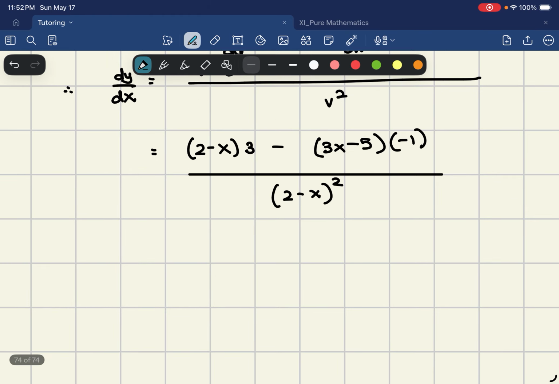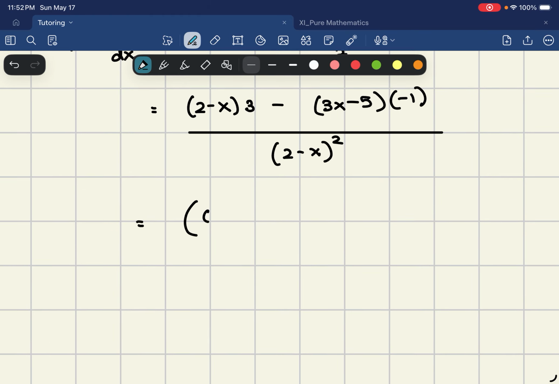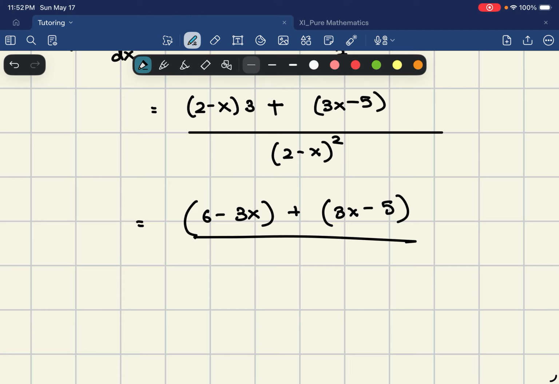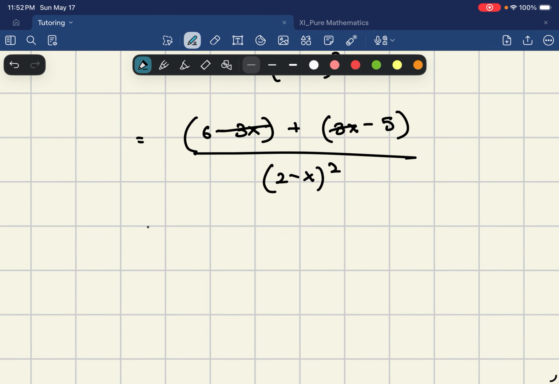Now we can simplify the numerator, right? We have 6 minus 3x, if I distribute 3 inside here, plus 3x minus 5. With this minus 1 multiplied to the front, the minus sign becomes positive, divided by 2 minus x whole squared. So minus 3x plus 3x gives you 0, and 6 minus 5 gives you 1. So 1 over 2 minus x squared. That is your solution, and we are done with B.